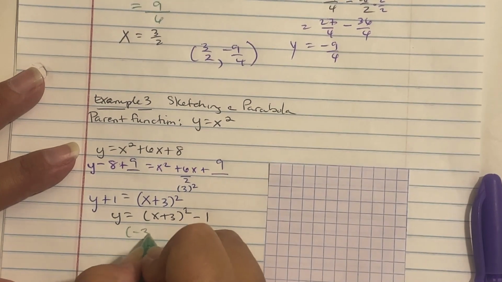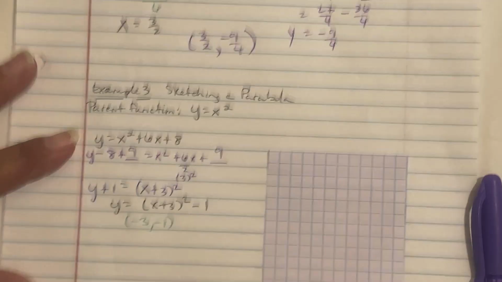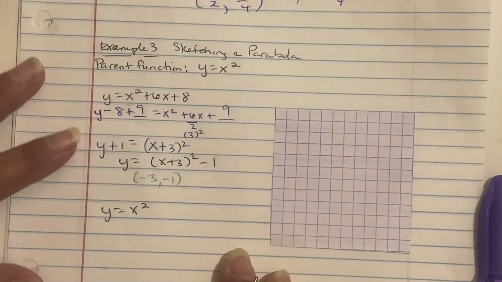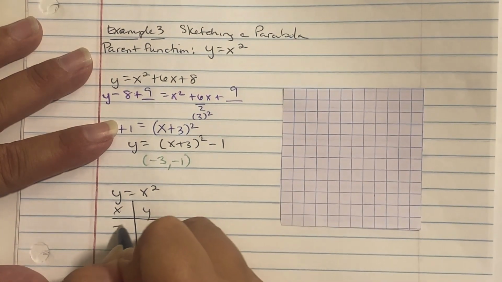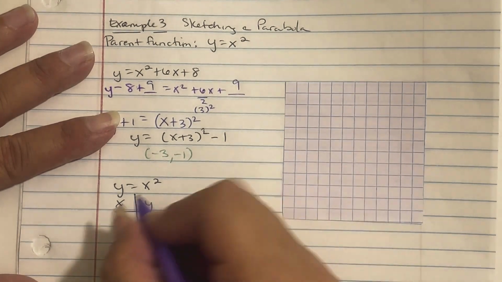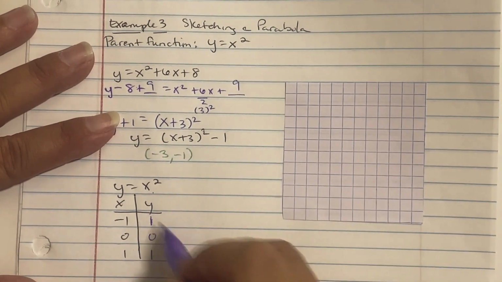But we're looking at the parent function. So when we have the parent function of y equals x squared, I do a t-table. Think of -1, 0, 1, because those are the easiest ones to use. So -1 squared is +1, 0 is 0, and 1 is 1. So we are going to plot these ordered points for our parabola.